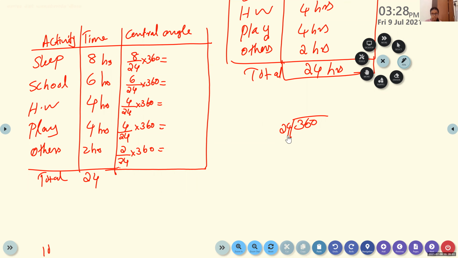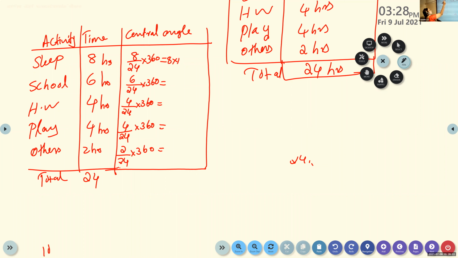15. 24 into 15 is 360 now. Okay. So you can multiply 15 into 8. 15 into 8, or 8 into 15 we will write.